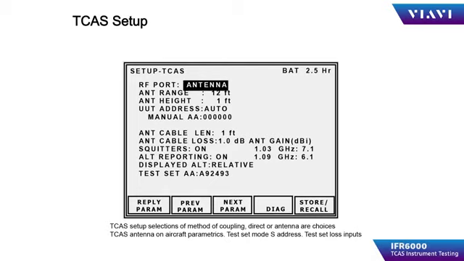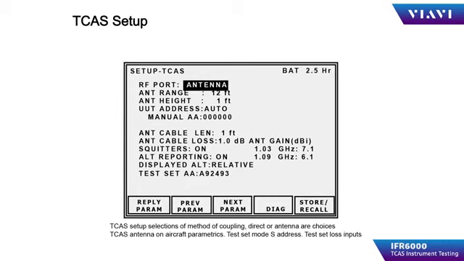Select a suitable location for the test set antenna so that the aircraft TCAS antenna has a clear line of sight view and is free from obstructions that will cause RF reflections. Measure and input the distance and height values for the antenna range and height.